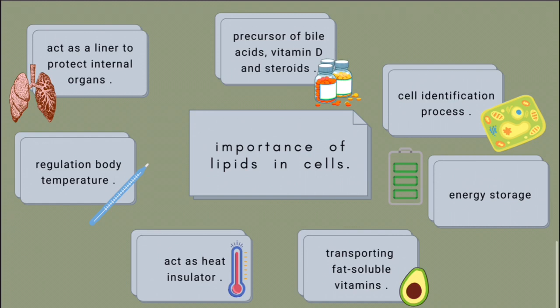Next, the function of glycolipid is to help in the cell identification process. And lastly, the cholesterol is the precursor of bile acids, vitamin D, and steroids.